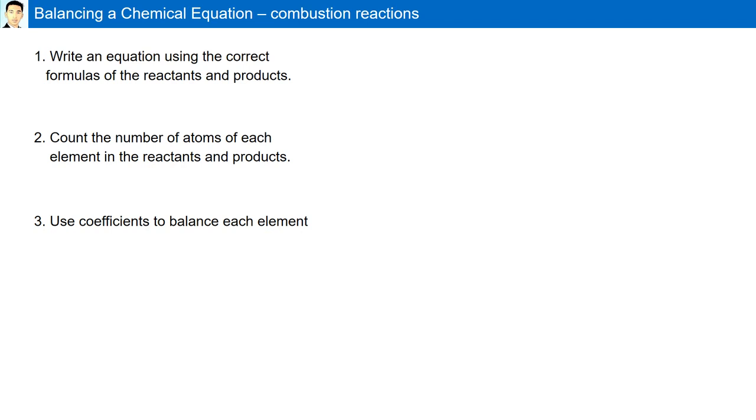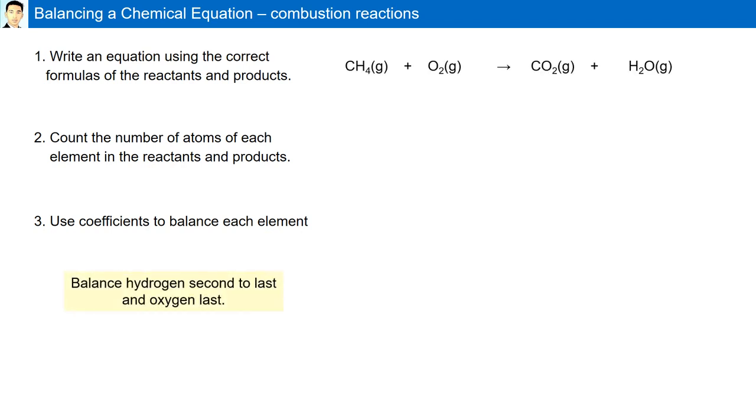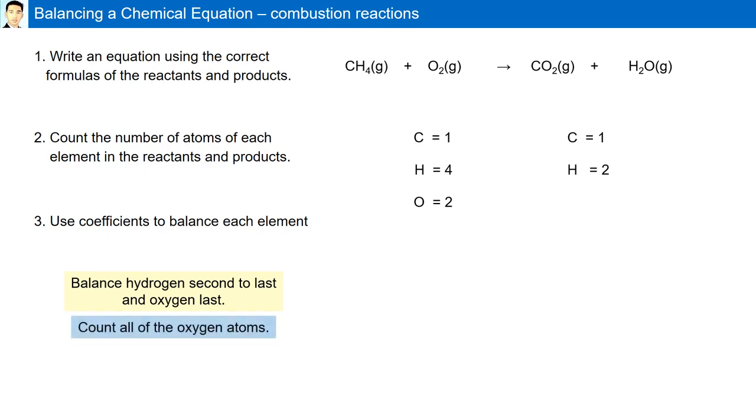Combustion reactions. Combustion reactions are unique where we can use a few tips. First, we must understand to balance hydrogen second to last and oxygen last. Here we have one carbon on the reactant side, 4 hydrogen, and 2 oxygen. While on the product side, we have 1 carbon, 2 hydrogen, and we must be careful to count all the oxygen atoms. We have oxygen present in both carbon dioxide and water.